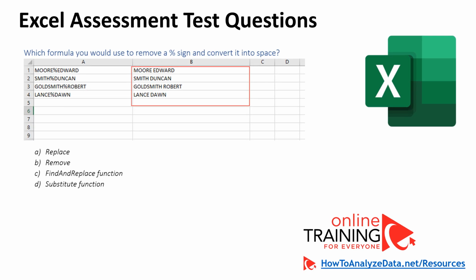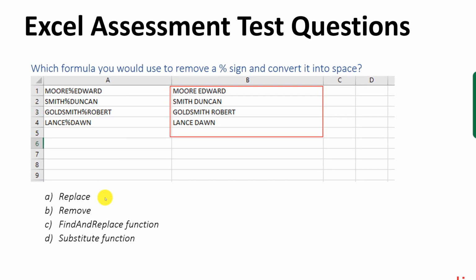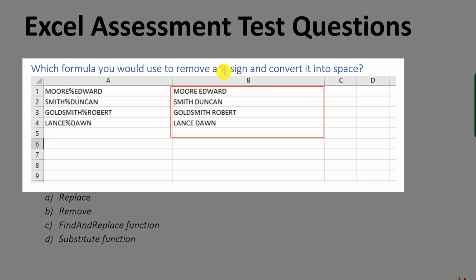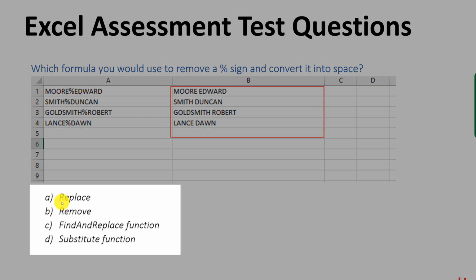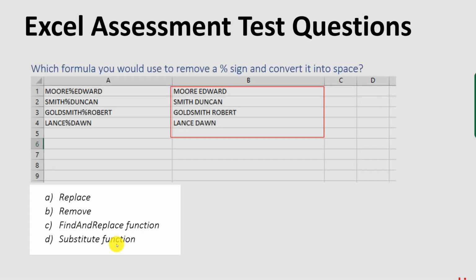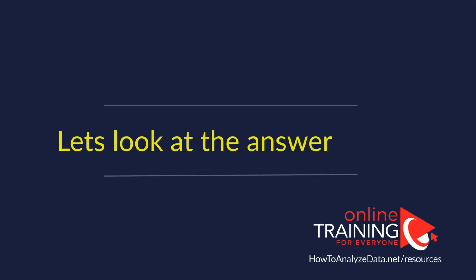Very often, you might be asked a question on how to perform a specific function in Excel. For example, in this question, which formula would you use to remove a percentage sign and convert it into a space? In the example given, you see that in column A, there are values that have a percentage sign in between the words. And in column B, the values have already replaced the percentage sign with the space. And the choices presented are replace, remove, find and replace function, and substitute function. So which one would you choose?